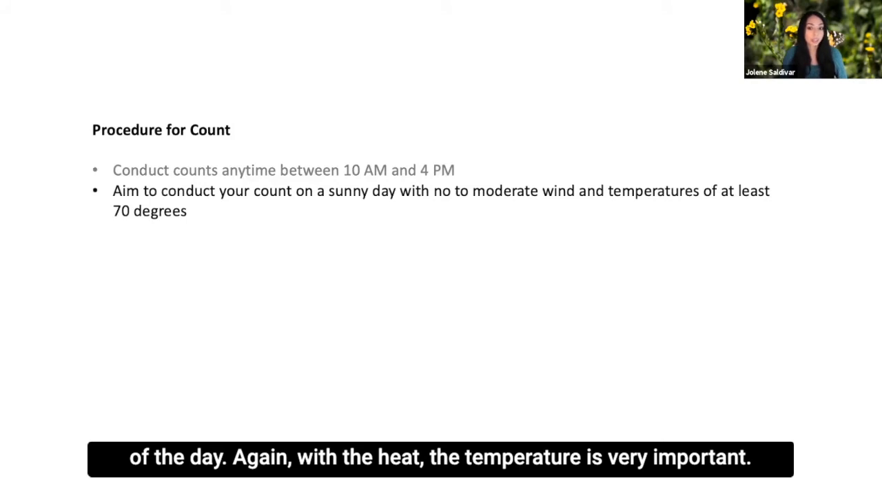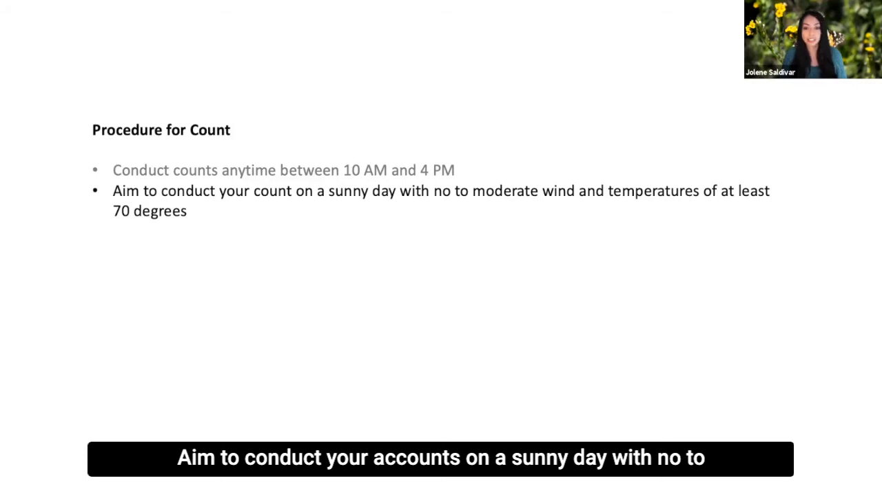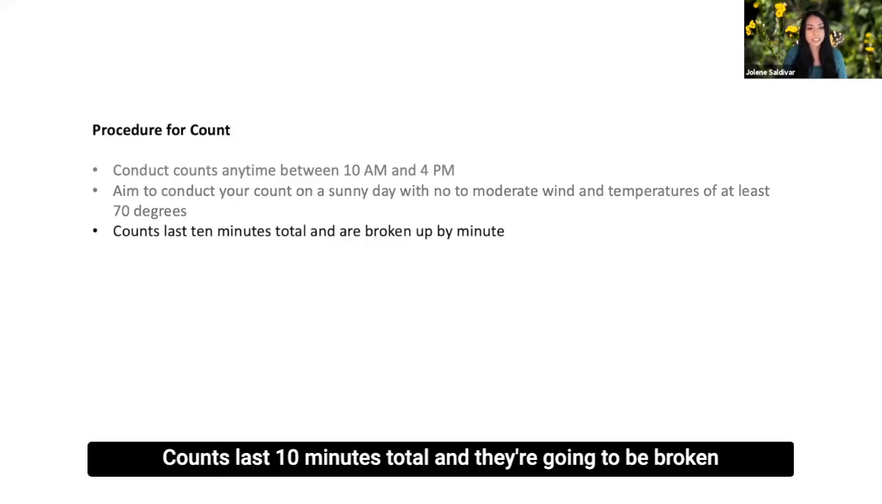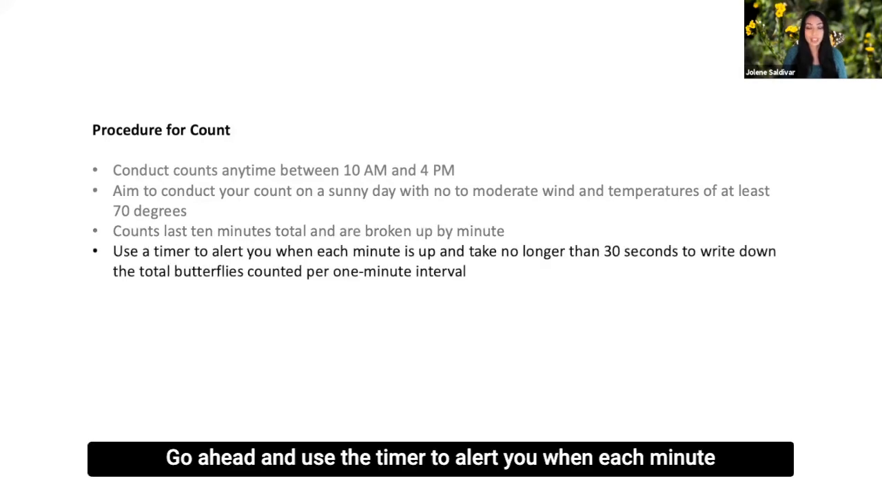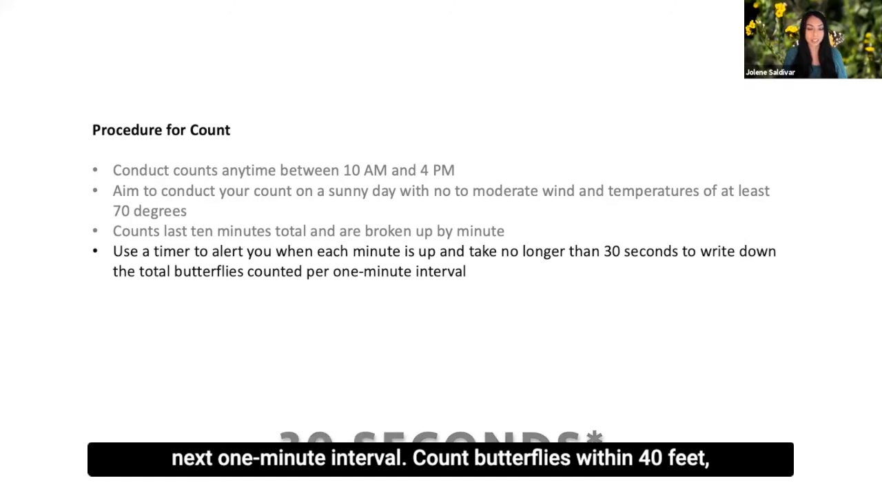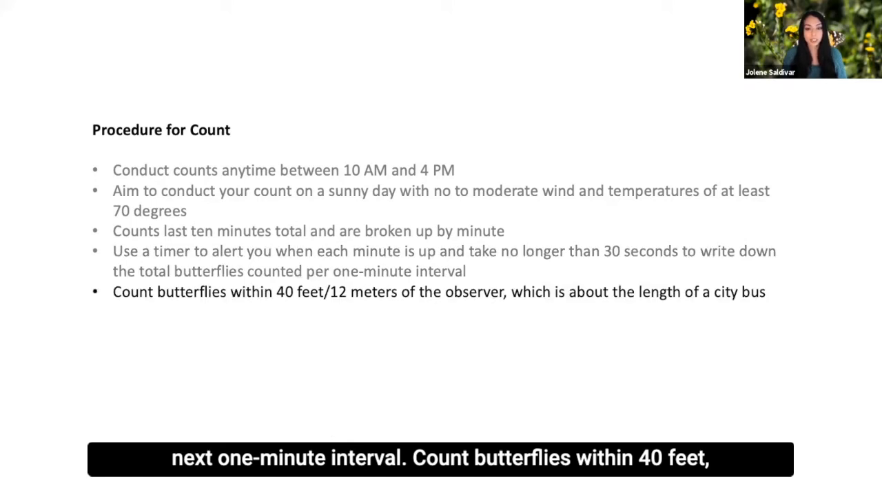Again, with the heat, the temperature is very important. So aim to conduct your counts on a sunny day with no to moderate wind and temperatures of at least 70 degrees Fahrenheit. Counts will last 10 minutes total, and they're going to be broken up by minute. Go ahead and use a timer to alert you when each minute is up, and make sure that you take no longer than 30 minutes to write down the total butterflies before you start your next 1-minute interval. Count butterflies within 40 feet or 12 meters of the observer, and this is about the length of a city bus.